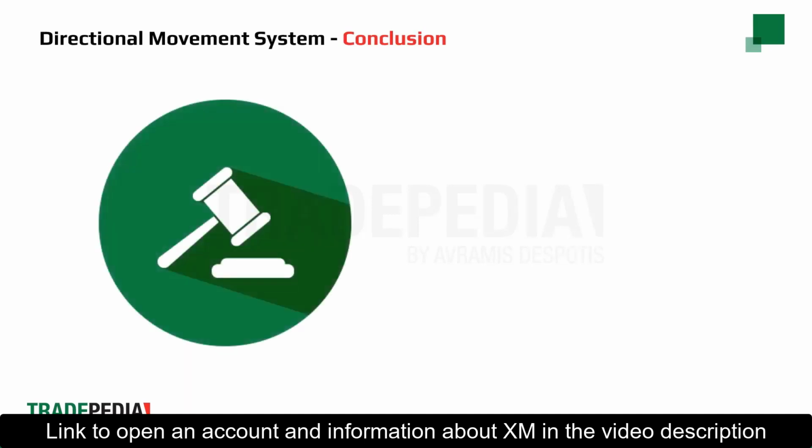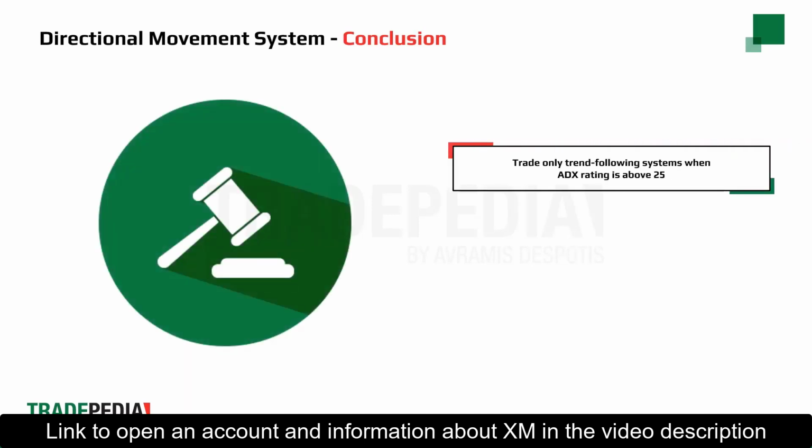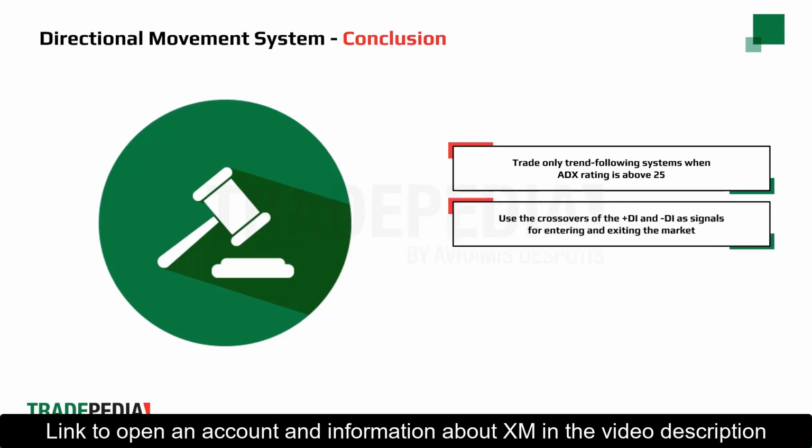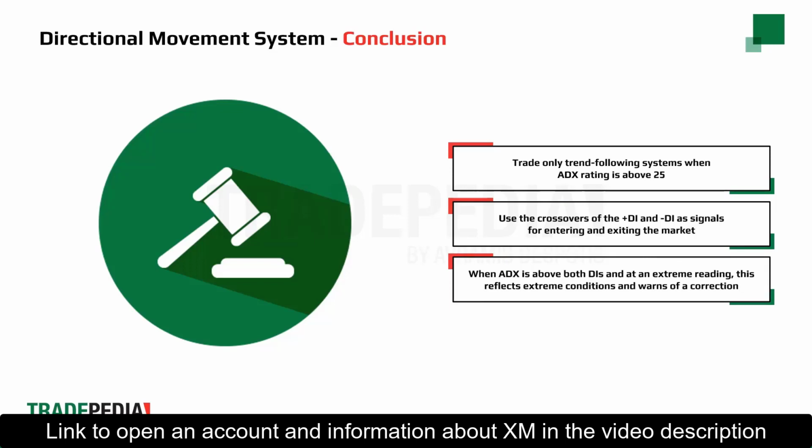When using the directional movement system, trade only trend-following systems when ADX rating is above 25. And remember that the ADX level reflects the degree of directional movement, not the direction itself. Use the crossovers of the plus DI and minus DI as signals for entering and exiting the market. Note that when ADX is above both DIs and is in an extreme reading, this reflects a trend that is overbought or oversold and could act as a warning towards a correction.